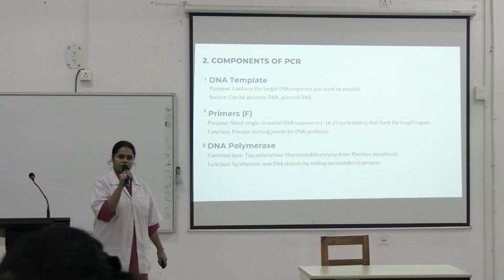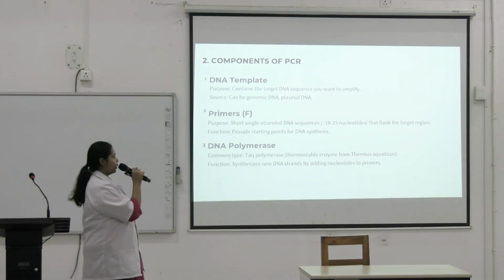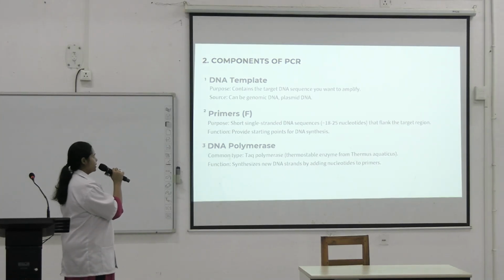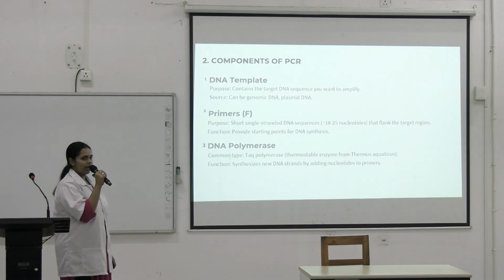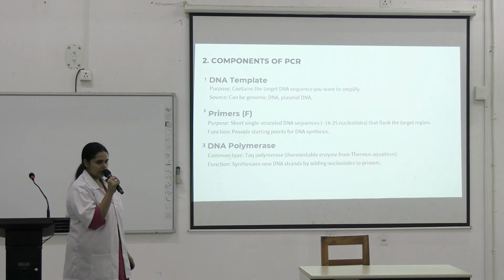Now comes the components of PCR. There are 6 components of PCR. Number 1, DNA template. It contains the target DNA sequence which we want to be amplified. Its source can be genomic DNA or plasmid DNA.